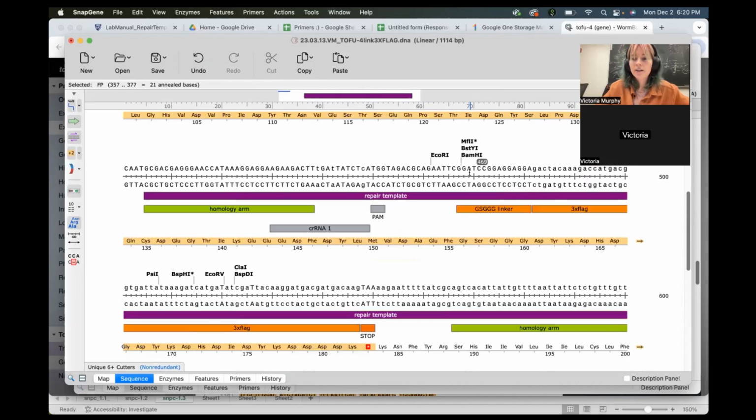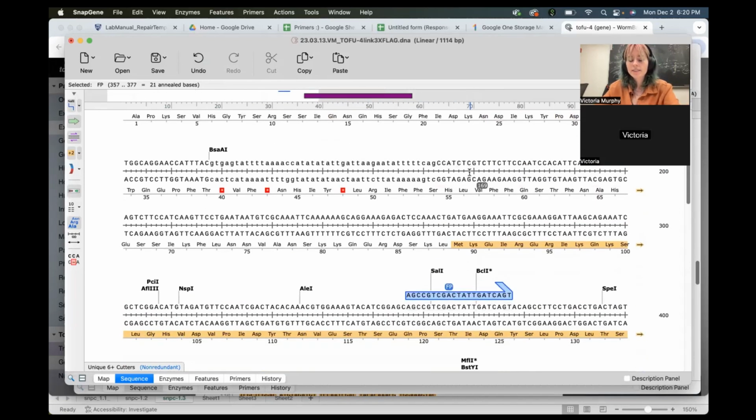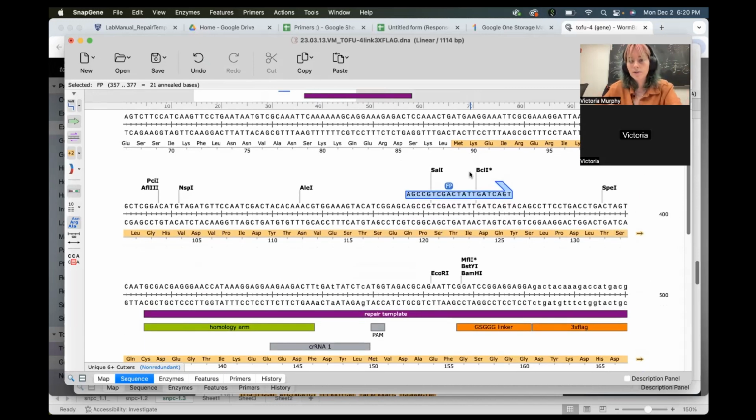And when I design these primers, it's important that they have similar characteristics to each other in GC content and annealing temperature, so that when I run the PCR, it works properly. If your primers are very different, it's hard to find an annealing temperature that is optimal for both of them.